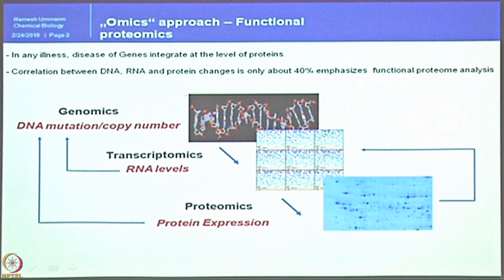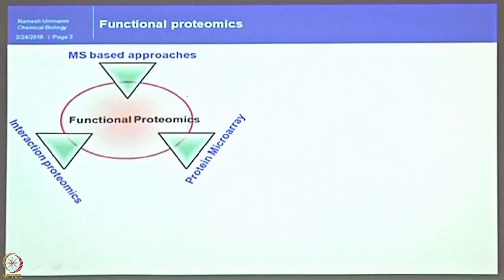Any illness or disease of genes is integrated at the protein level, at the protein functional level. That is one of the reasons you should perform functional proteomics rather than differential proteomics. In proteomics books, proteomics is broadly divided into differential proteomics, structural proteomics and functional proteomics. Differential proteomics always tells about upregulation and downregulation. But so what? The gene is also upregulated or downregulated.